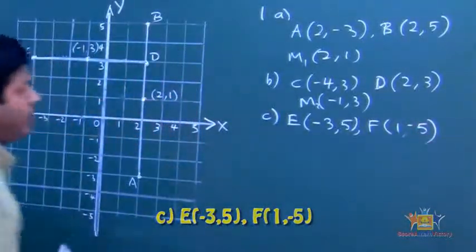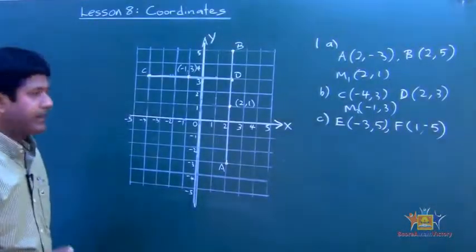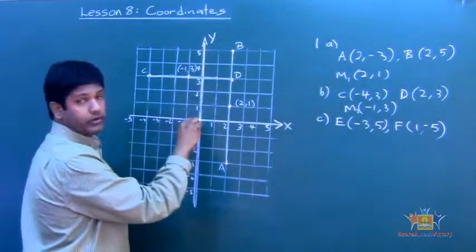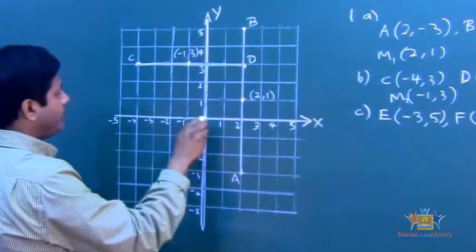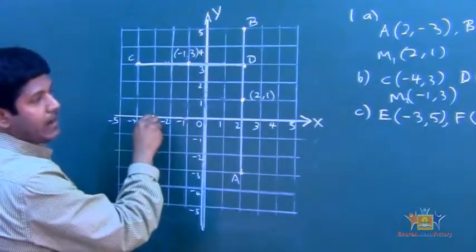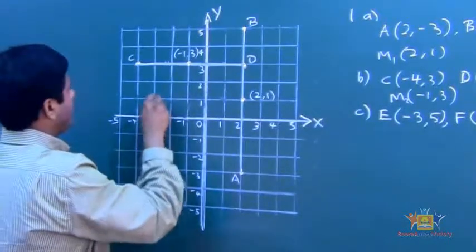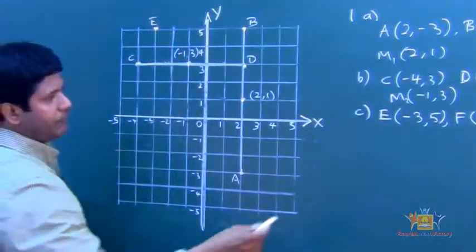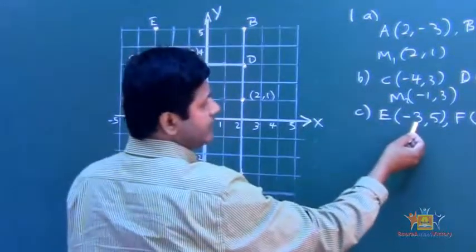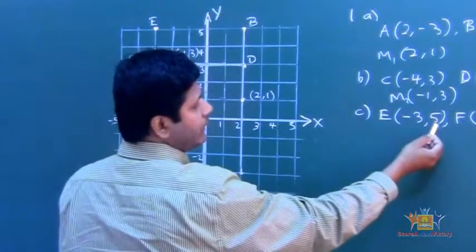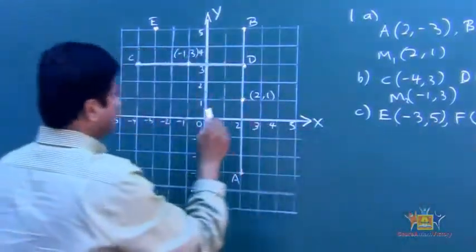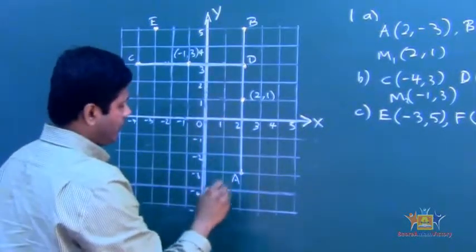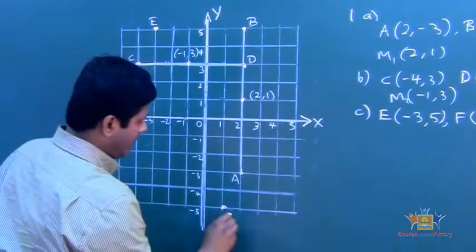Okay, so let's plot them. So let's first find E. Point E, negative 3, 5. Reference points are the point of origin, negative 3. That means left by 3. 1, 2, 3, right there. And then up by 5 because positive 5. 1, 2, 3, 4, 5, right there. And that's going to be your E. Okay. And then for F, negative 3 is the X and this is Y. Now this is X and this is Y. 1. So reference points of origin 1. And then down by 5. 1, 2, 3, 4, 5, right there. So that's going to be our F.